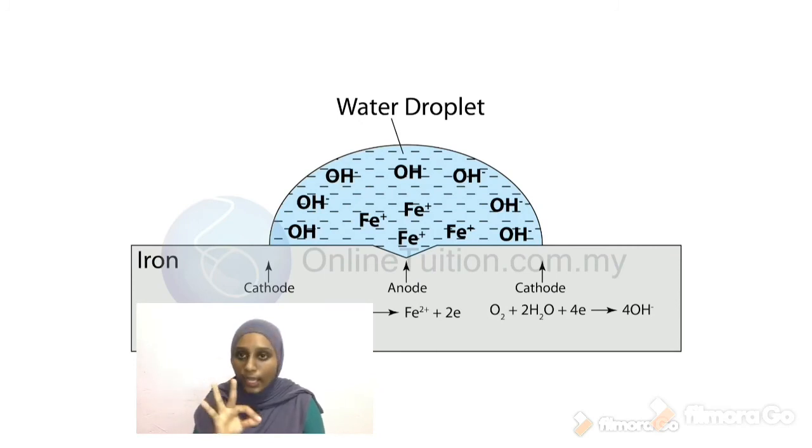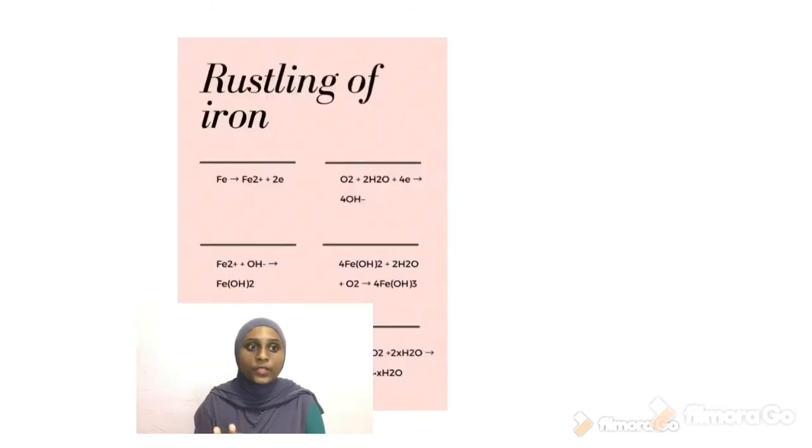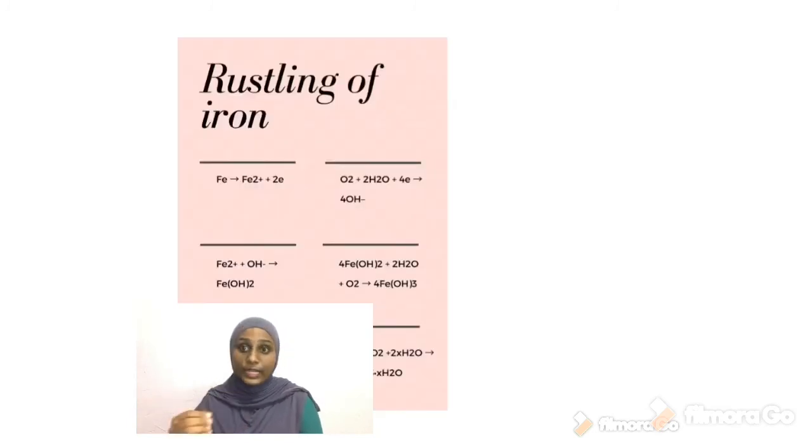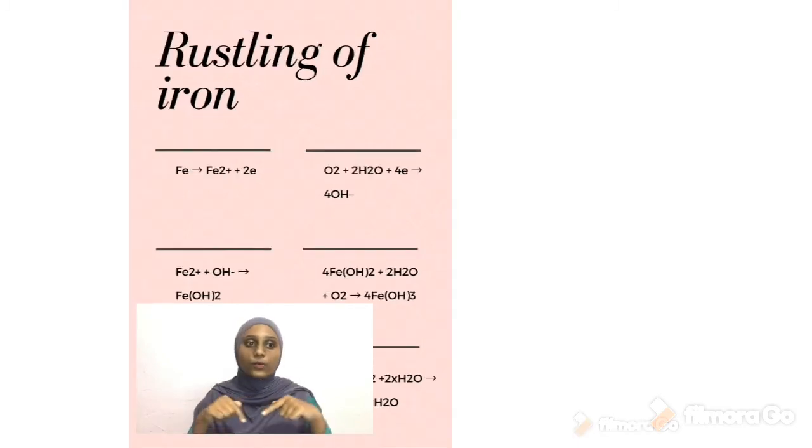Next, the iron 3 hydroxide is then decomposed to form hydrated iron 3 oxide by oxygen in the air, and the hydrated iron 3 oxide is brown in color and is known as rust. So this is the overall equation for the rusting of iron.